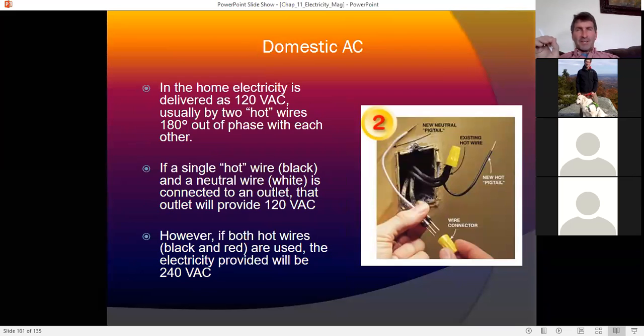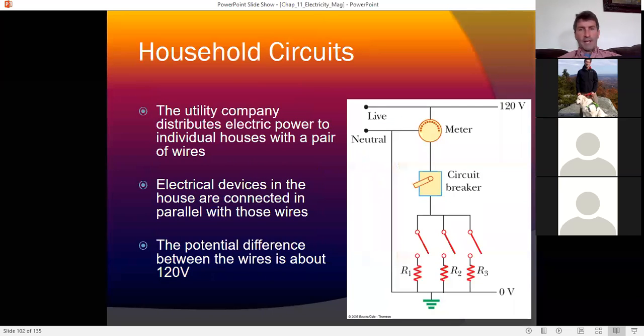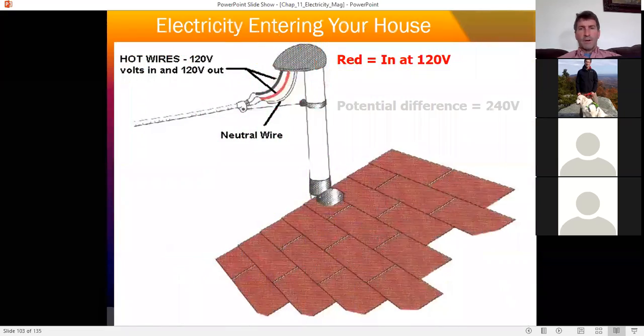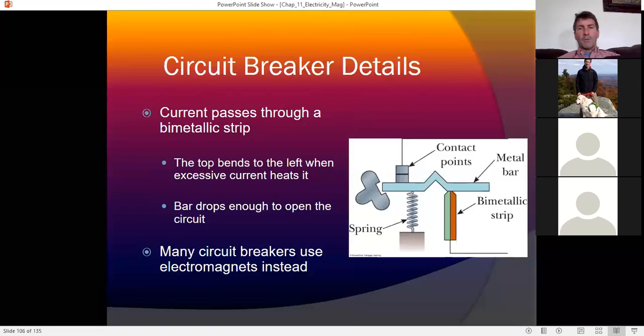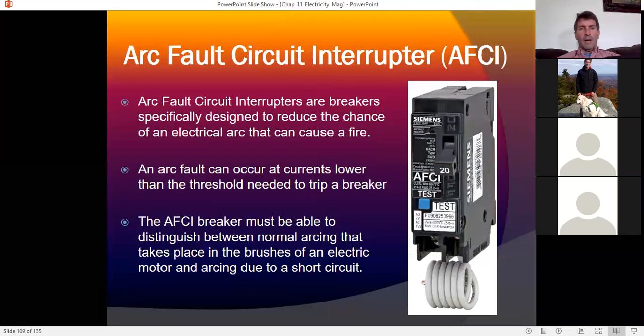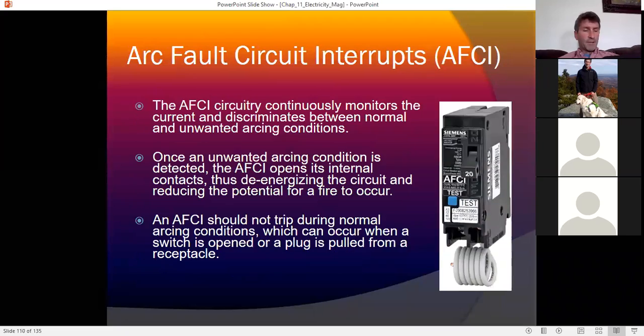Let me just say this. Don't do your own wiring unless you know what you're doing. It's dangerous if something goes wrong. You can get a fire. But it is interesting to look through the different aspects of how the current comes into your home, how breakers work, how arc fault circuits can protect you from getting fires.